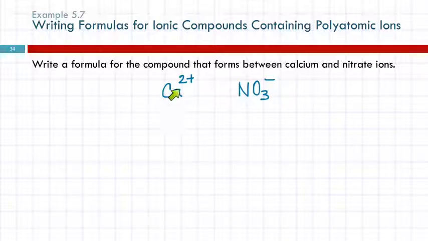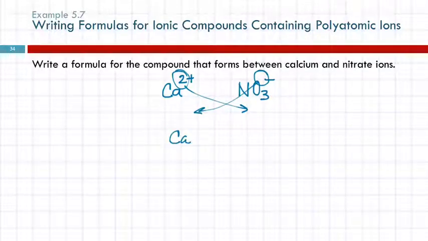Now we look at the charges here. This is +1 and -1. That's not +1. That's +2. +2 and -1. They're not the same. So we can do the crisscross thing. We take this, and that becomes the subscript for the nitrate. We take the unwritten 1, and that becomes the subscript for the calcium. So calcium with an unwritten 1, NO3, and the subscript is 2.